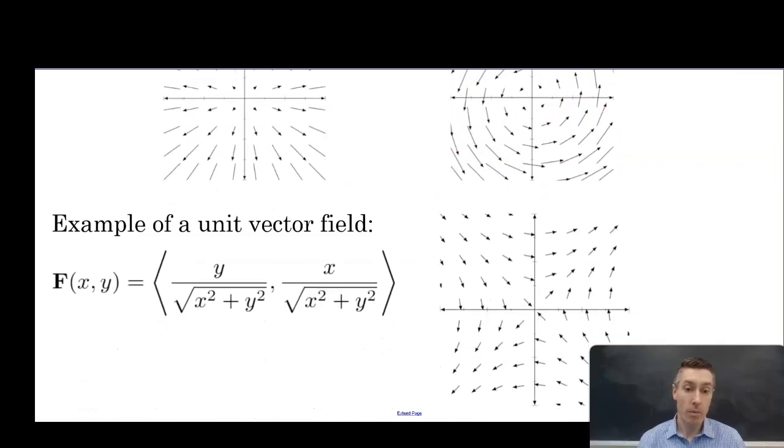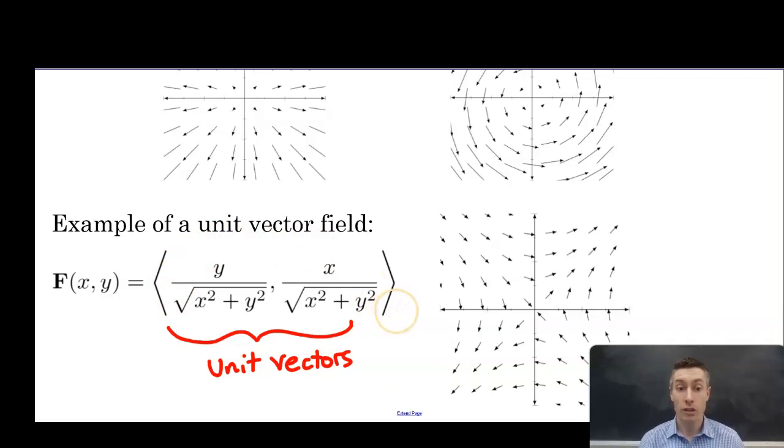Another thing that we might see is a unit vector field, where every vector in the vector field is a unit vector, right? So essentially all of these are going to be unit vectors. And we can check that pretty easily by finding the magnitude of this vector, even in terms of x and y, and it should simplify to give us 1. And it's a good exercise to work through. It works out pretty nicely, but every vector has a magnitude of 1.